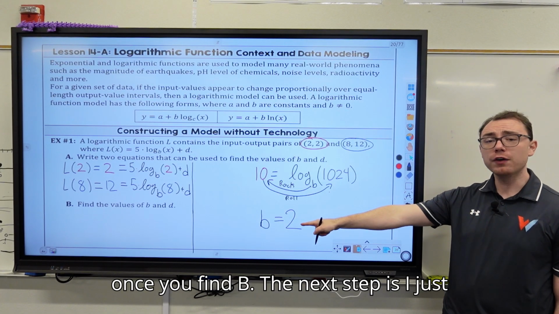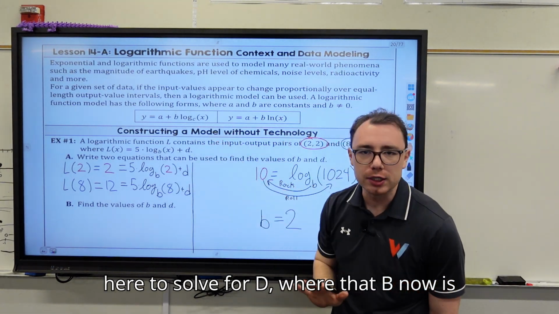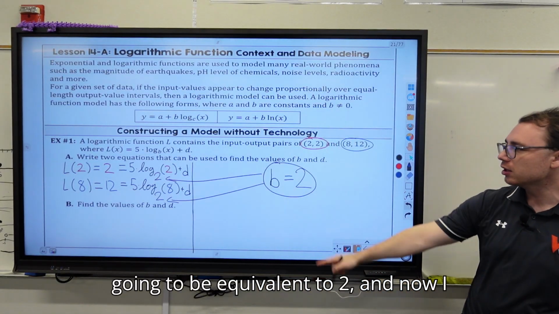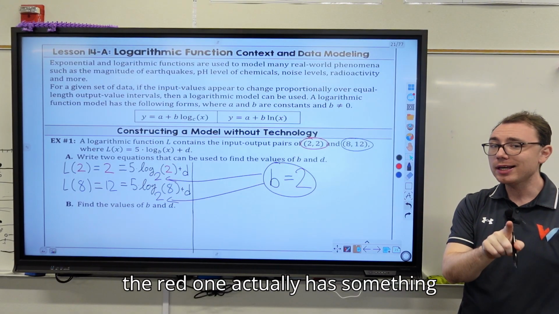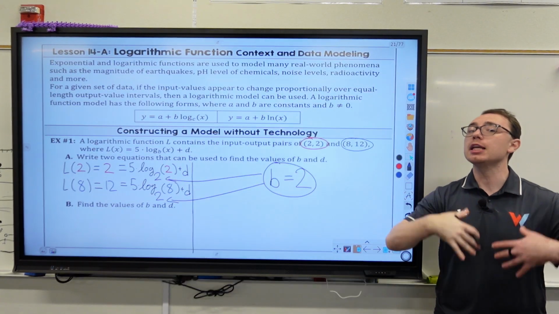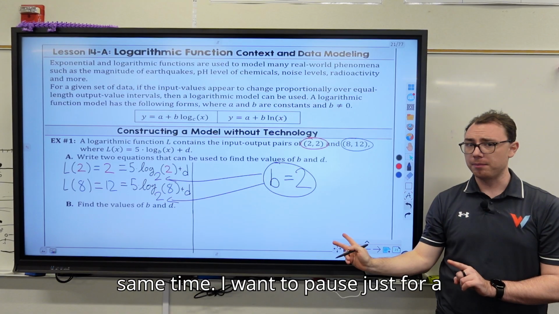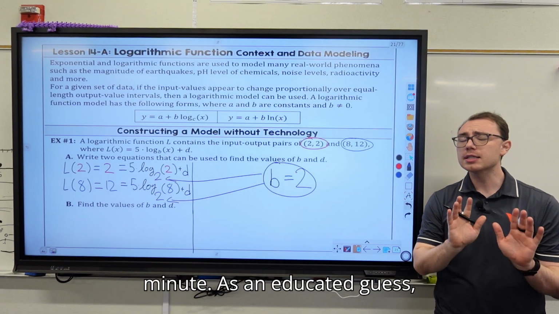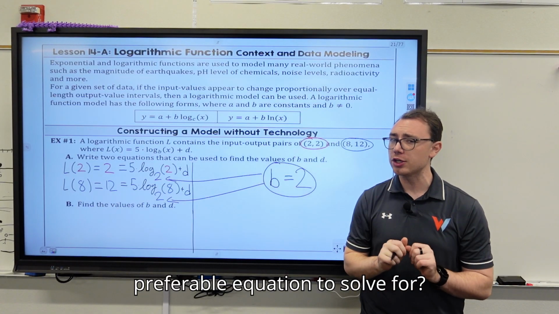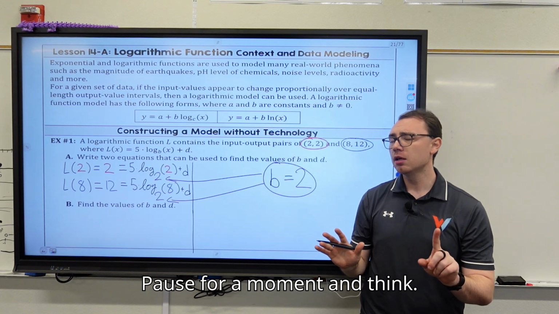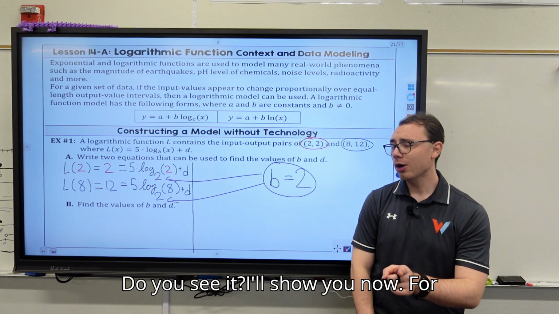But once you find b, the next step is to plug into one of these equations to solve for d, where b is now equivalent to 2, and I can solve any one of them. Notice that the red one actually has something special about it that makes it the preferable equation to solve for. I'm going to solve both of them at the same time. I want to pause just for a minute. As an educated guess, what about the red equation makes it the preferable equation to solve for? Pause for a moment and think. Do you see it? I'll show you now.